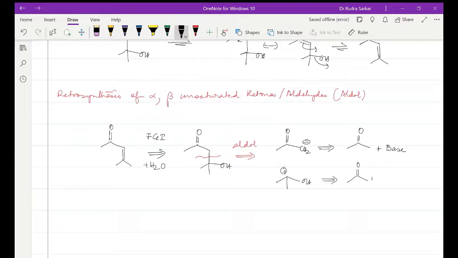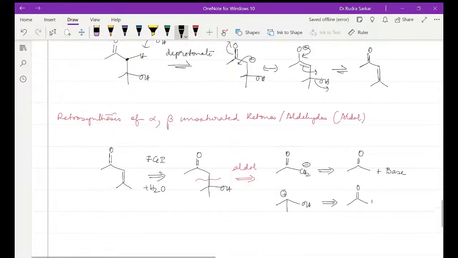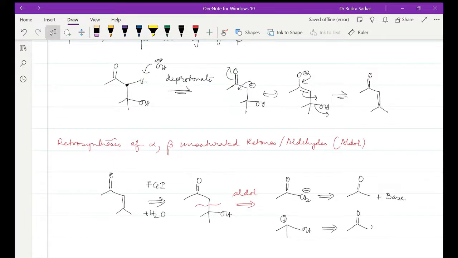Okay, so that will be the end for synthesis and retrosynthesis of beta hydroxy aldehydes or ketones or alpha beta unsaturated aldehydes or ketones. In the next part of the lecture, we will be taking up mixed aldol condensation reactions and the regio control that is involved there with the enolates. Okay, so that will be the next part.